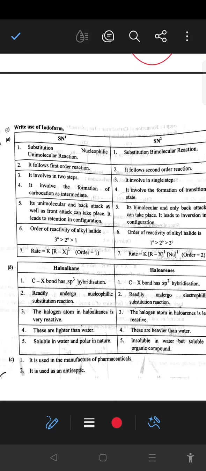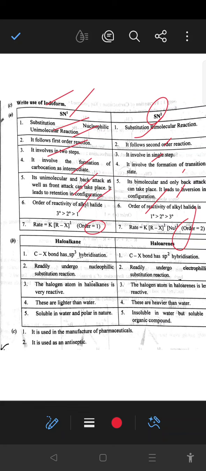Next, SN1 and SN2 difference. SN1 is substitution nucleophilic unimolecular. SN2 is substitution nucleophilic bimolecular. SN1 follows first order reaction, SN2 follows second order reaction. SN1 involves two steps. SN2 is a single step mechanism. SN1 involves formation of a carbocation as intermediate. SN2 involves the formation of a transition state. SN2 is a bimolecular backside attack. In SN1, racemization or retention of configuration exists, and in SN2 there is inversion of configuration. Order of reactivity for SN1 is tertiary greater than secondary greater than primary, and for SN2 the order of reactivity is reversed. Here the order is 1 and here the order is 2.